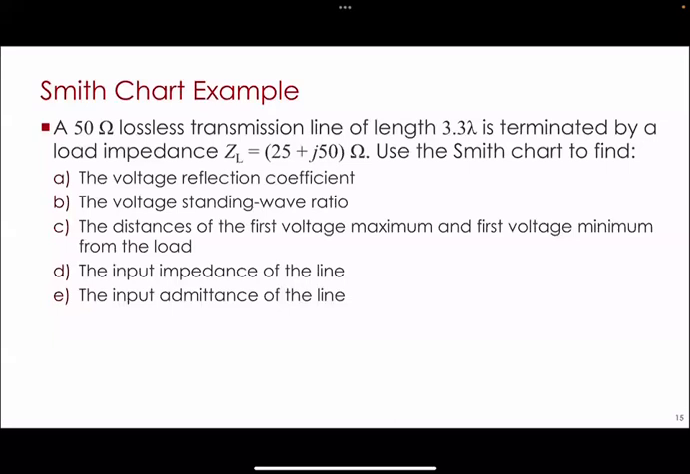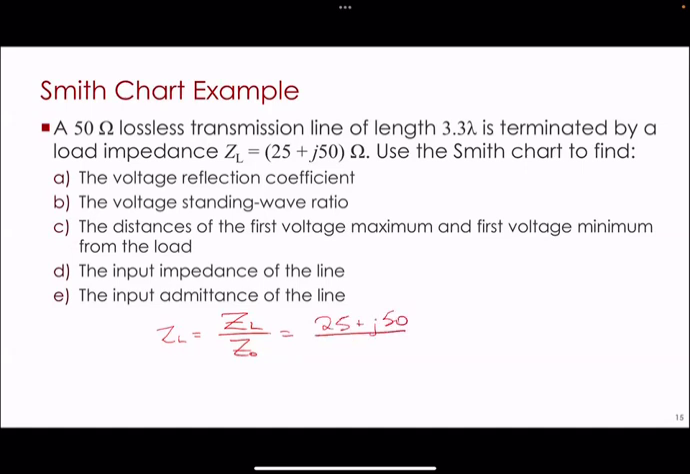All right. Where should we begin? Yeah, we got to normalize. We can't do anything on the Smith chart unless we normalize. We get our little z_L, which is big Z_L divided by Z naught. Z_L is given to us as 25 plus j50. We got to divide that by Z naught.